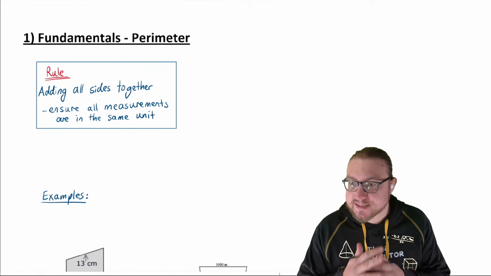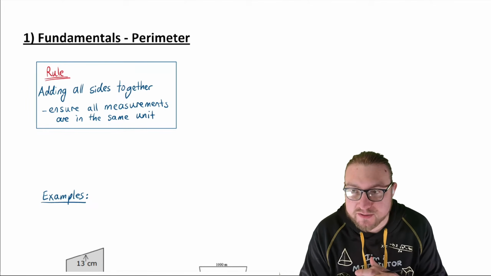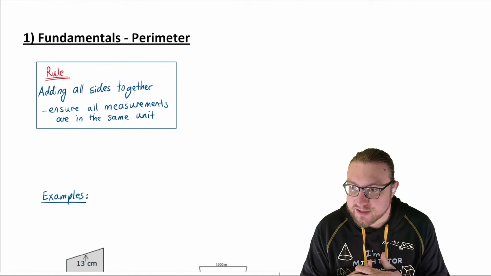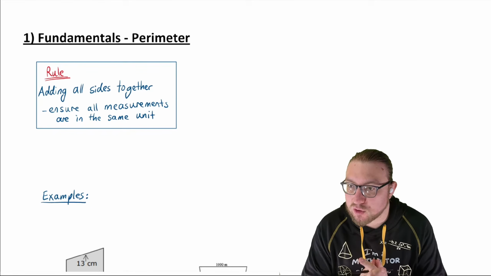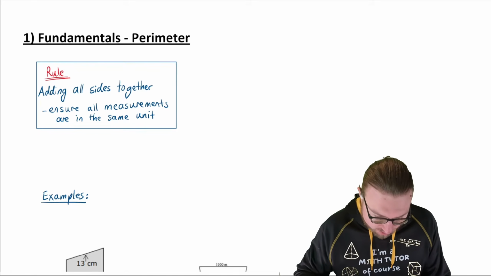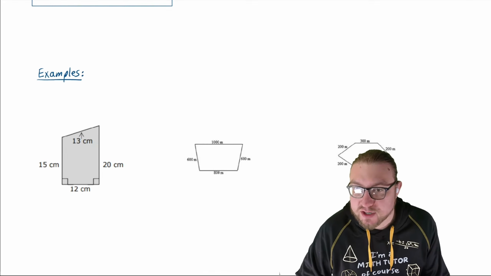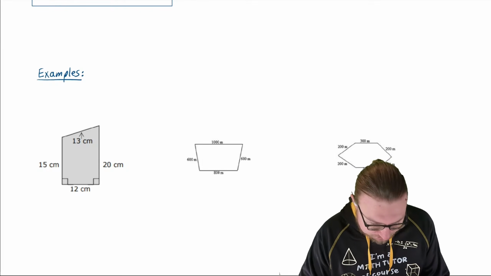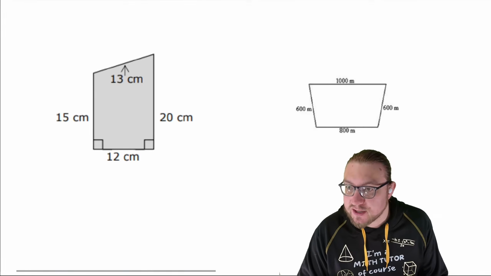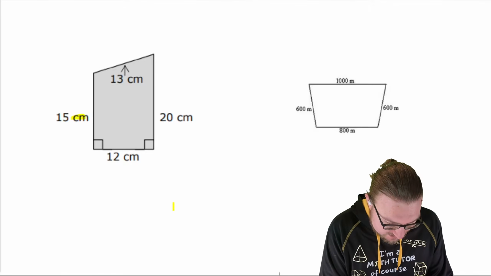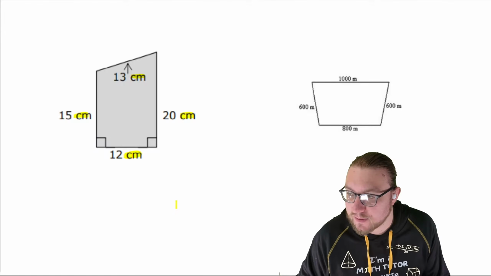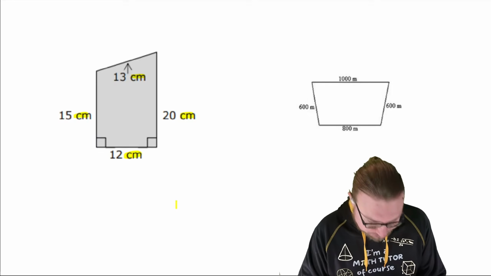All right, let's start with the first part, the very basics, which is the perimeter. Now for the perimeter, all we do is we add all of the sides together. This is one of the easiest parts of this topic, and we can zoom through some of these examples. I just want to note that when you do these kind of questions, that you always make sure that you have the same unit for all of these. If you don't, you need to make sure that you change them into the same unit.